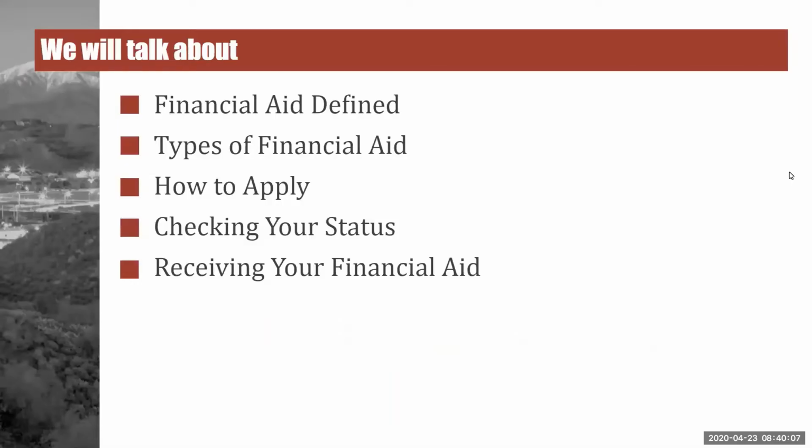Here's an overview of what we will talk about today. We will first cover a basic definition of what is financial aid. What do we mean by the term financial aid? Next, we will discuss the different types of financial aid available for students at Mount SAC. We will then review the steps needed to apply for financial aid, and afterwards we will learn about how you can check on your financial aid status. Finally, our last topic of discussion will involve receiving your financial aid, how it is that Mount SAC students receive financial aid funding. Okay, let's get started with our first topic, financial aid defined.